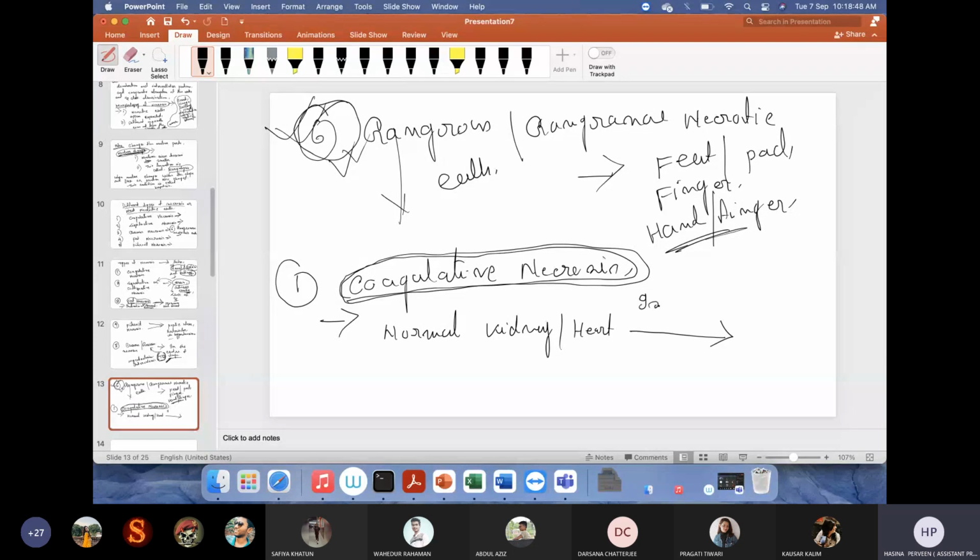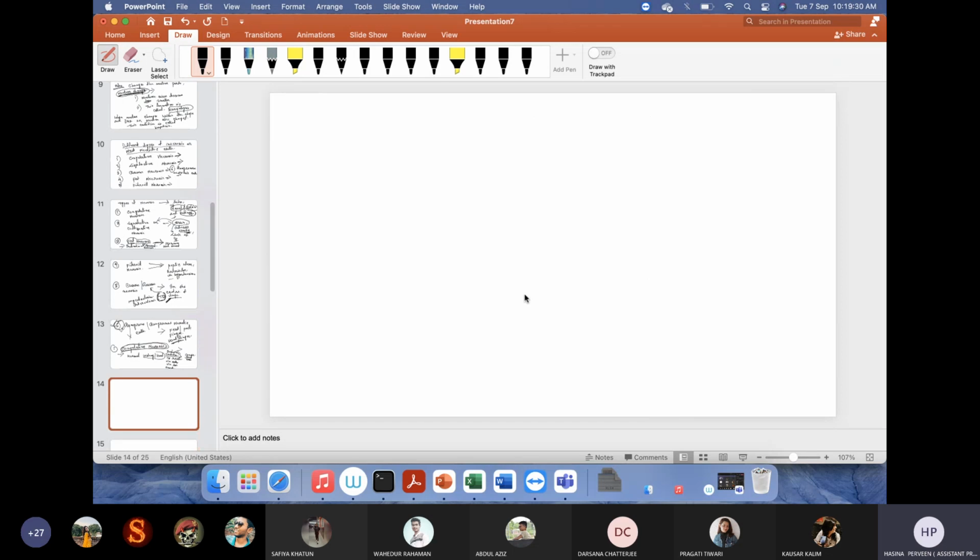When an ischemic condition occurs, that means oxygen reaches the cell in a lesser amount, then different types of changes occur. Free radical generation is produced and coagulative necrotic cell conditions form. And you can find such a condition in the kidney and heart. Okay, so the definition is with features.